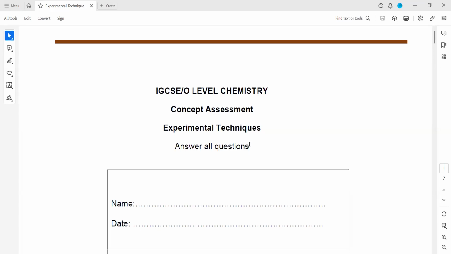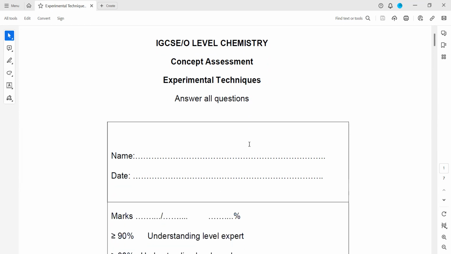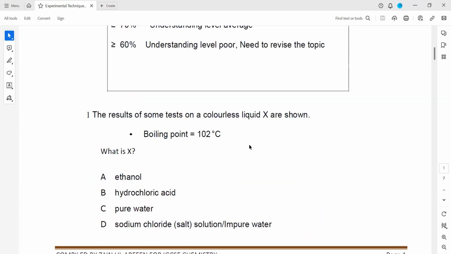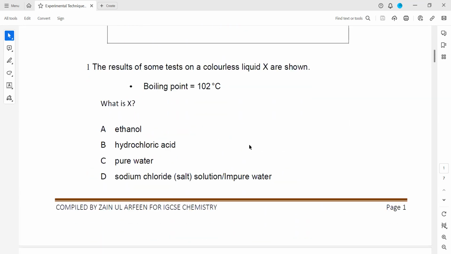So this was a pop quiz which was related to experimental techniques. The first question: results of some tests on the colorless liquid X, and the boiling point is 102. So what is X? How do we identify it?